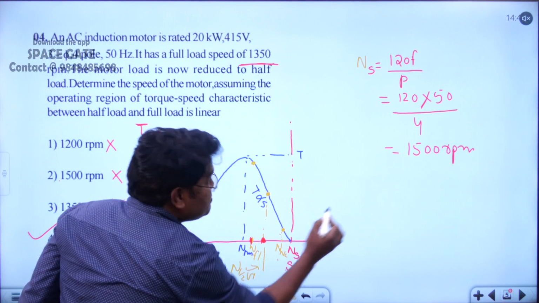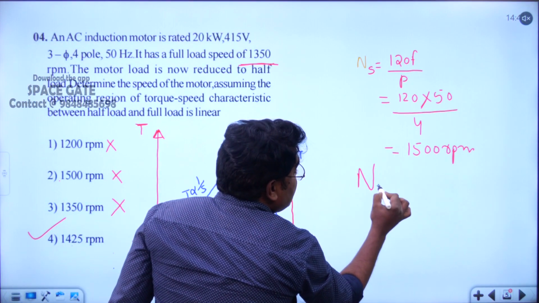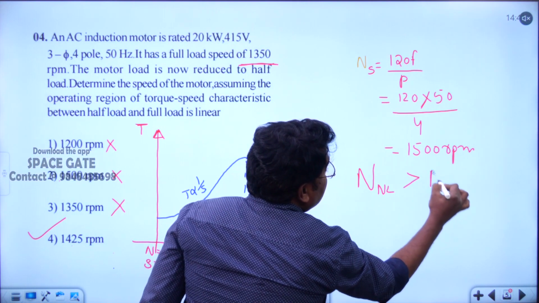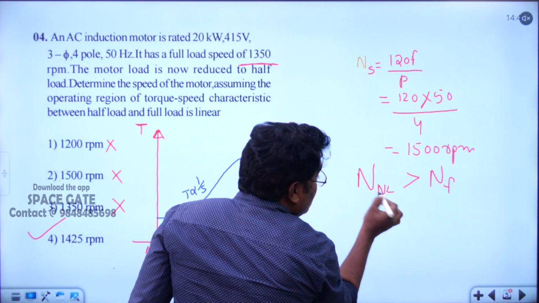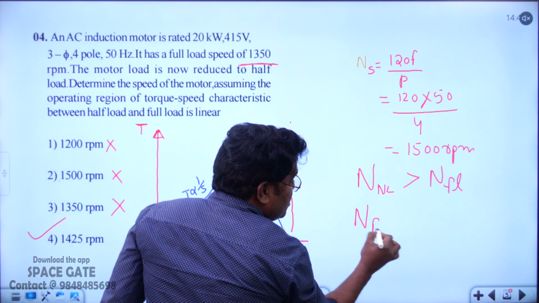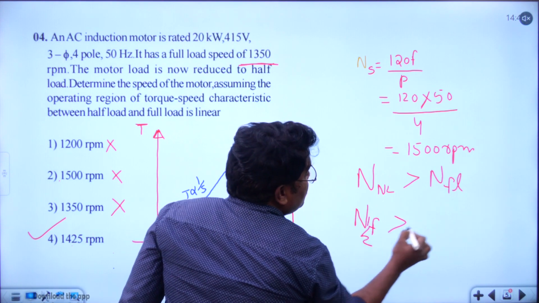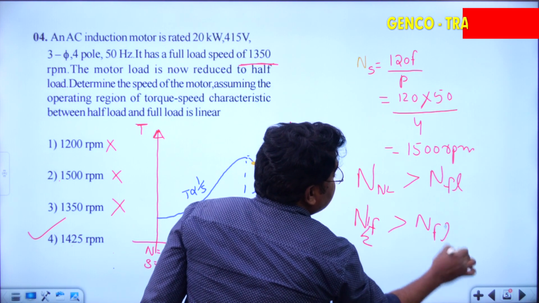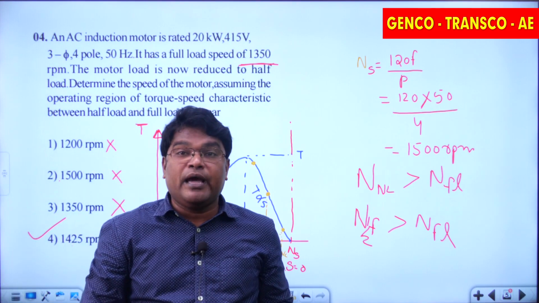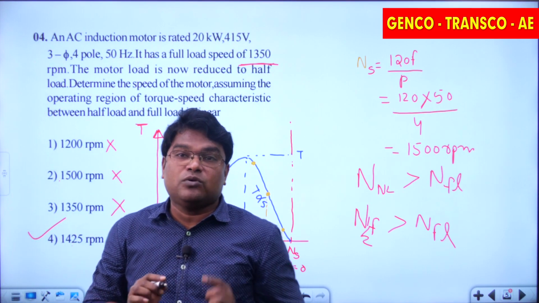The speed corresponding to no load is greater than the speed corresponding to full load. Similarly, the speed corresponding to half full load is also greater than the speed corresponding to full load. So that's why, which option is suitable here? Option D is correct for this question.